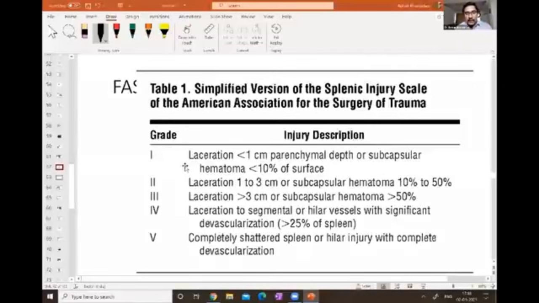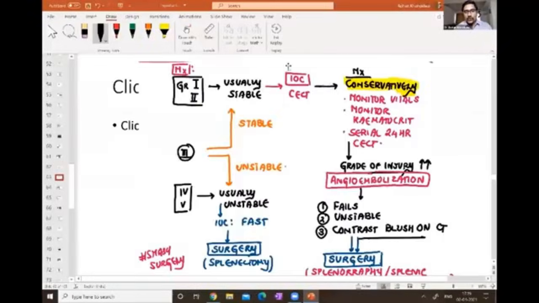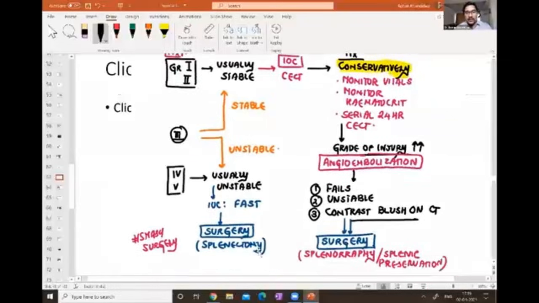This is the management of splenic trauma. If you have a grade 1, grade 2 injury, the patient is usually stable. The investigation of choice is CECT, and these patients are managed conservatively. Conservative management doesn't mean you dump them on the bed and forget about them. You have to monitor the vitals, monitor the hematocrit. If the grade of injury is increasing, you can angioembolize the patient. If that fails, you need to carry out surgery.